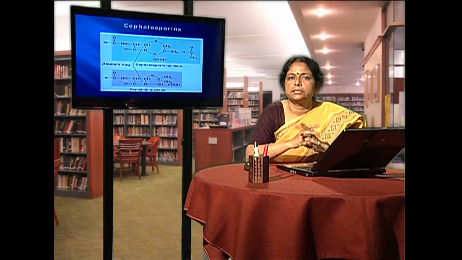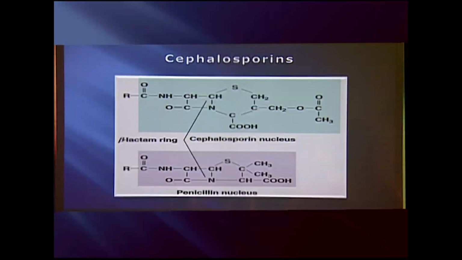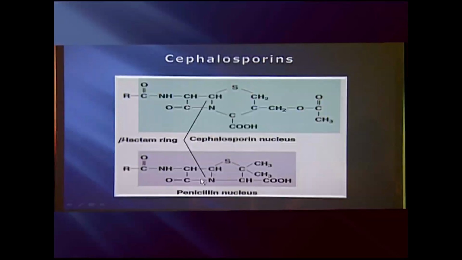The second group of the beta-lactam family of antibiotics is called cephalosporin. Now this is also a beta-lactam antibiotic. That means it also has the beta-lactam ring. Here we can compare the two structures, cephalosporin with penicillin. The presence of the beta-lactam ring, which is also there in penicillin, is the same, but the difference is the presence of another ring. The thiazolidine ring in the case of penicillin is replaced by another ring, the dihydrothiazine ring, in the case of cephalosporin.